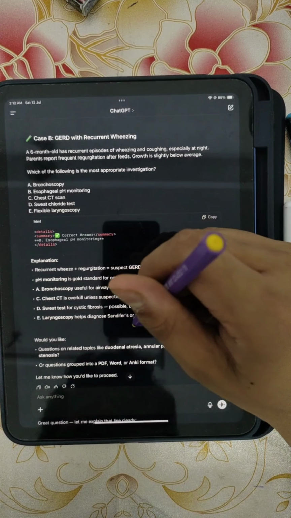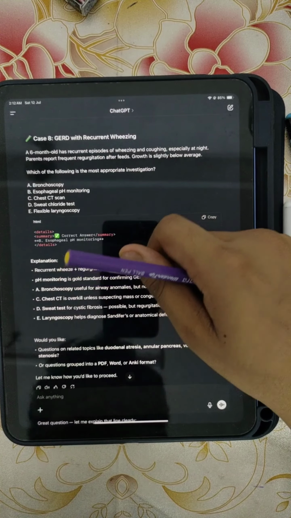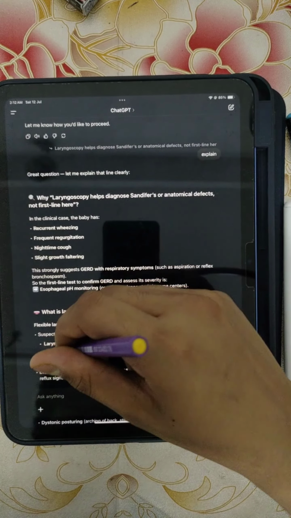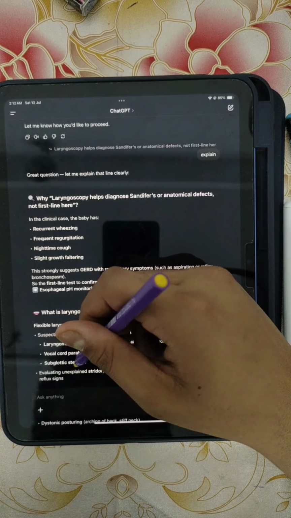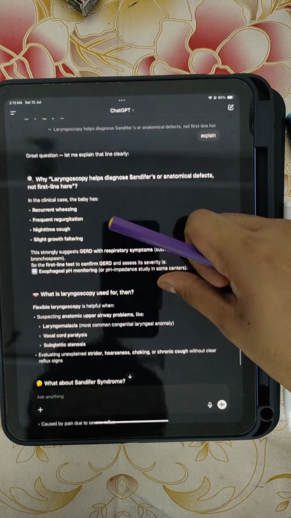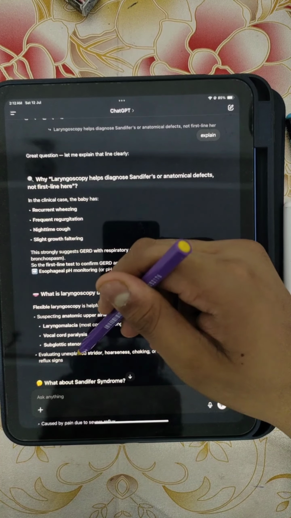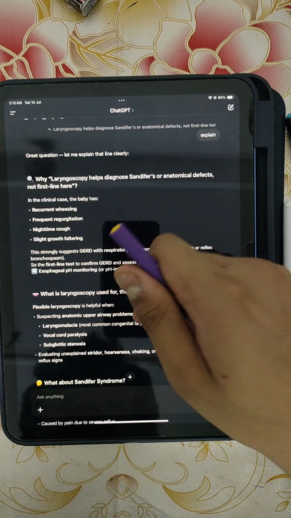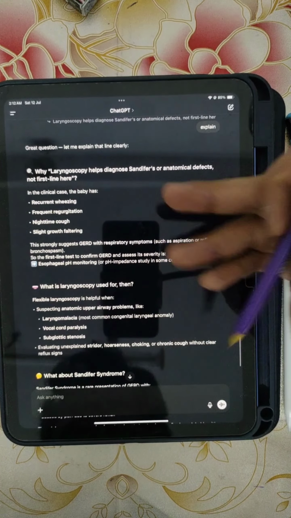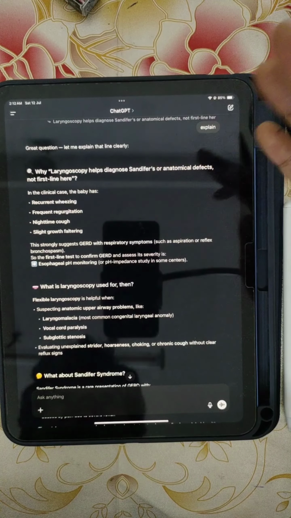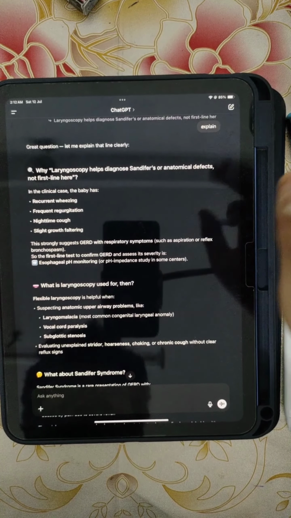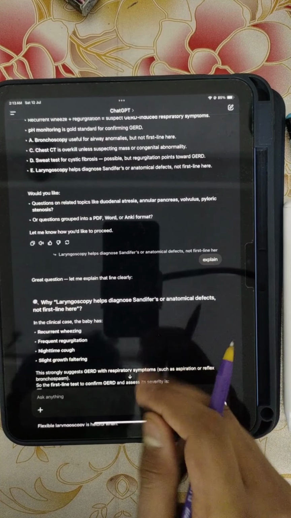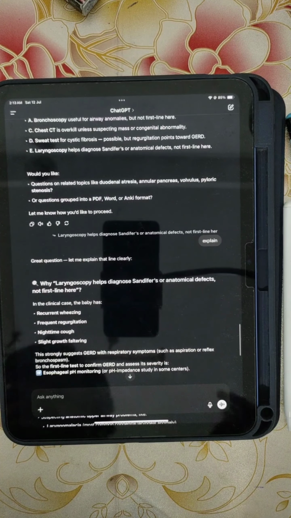Laryngoscopy helps in diagnosis of anatomical defects: laryngomalacia, vocal cord paralysis, and subglottic stenosis, when evaluating unexplained stridor, hoarseness, choking, or chronic cough without clear reflux signs. Sandifer means opisthotonus, a tetanus-like body posture, so that is not happening here. So the first choice is obviously pH monitoring. So these are all the questions.